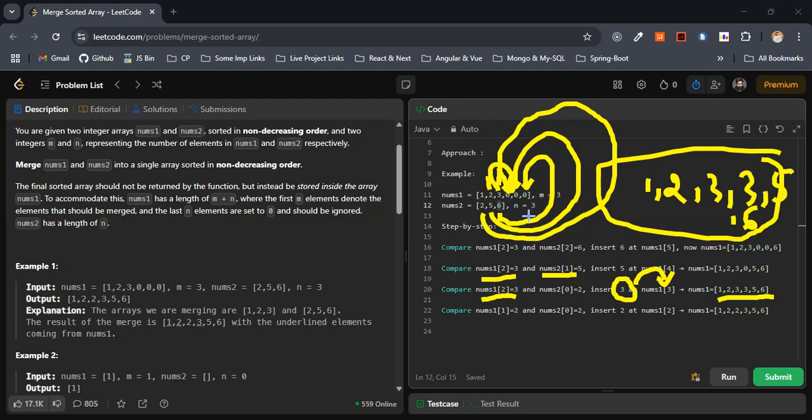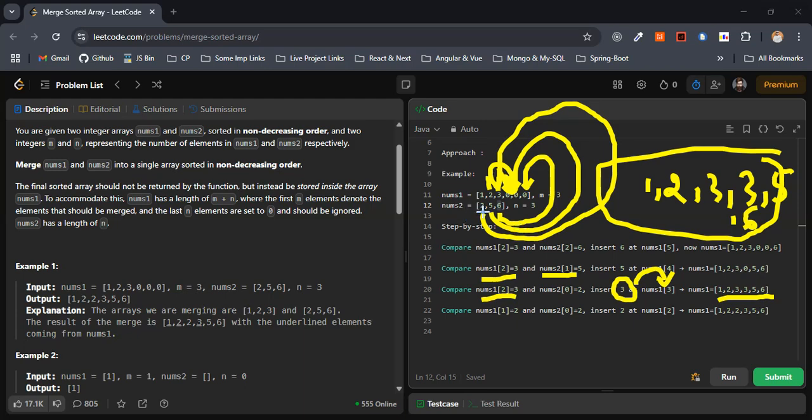Because the result has to be in the non-decreasing order, instead of pushing the 2 to nums1 of third index, we will push the value 3 which is present in the second index to the third index. Now it will be 1 2 3 3 5 6.